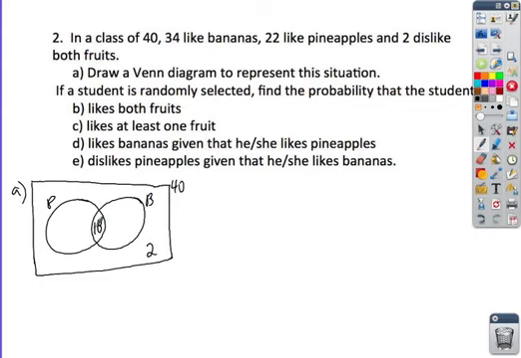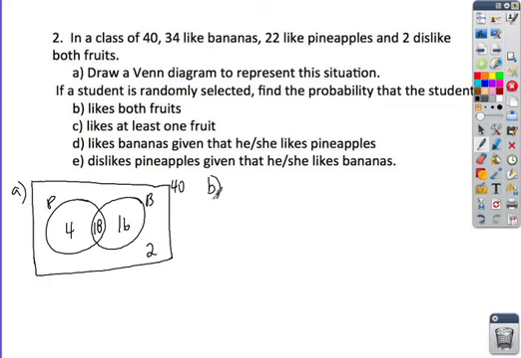As soon as you know that 18 like both, you know that there's 4 who like just pineapple and 16 that like just bananas. Now we can answer the questions. Again, just as a double check, add up the numbers in the box. 4 plus 18, 22, plus 16, 38, plus the 2 make 40. So we've accounted for all of them.